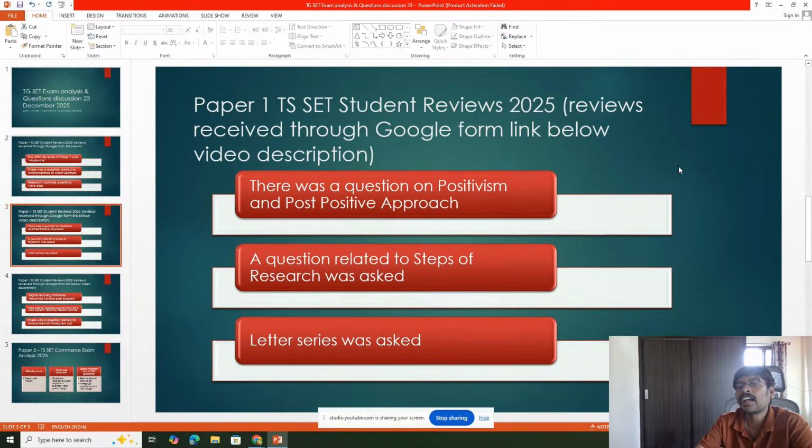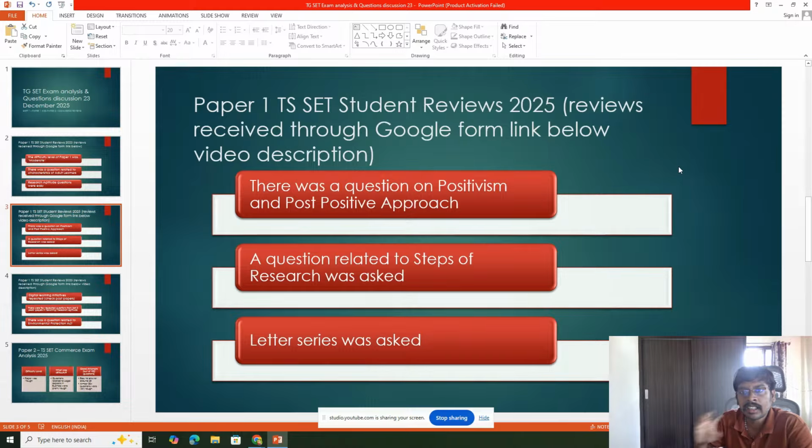There was a question related to positivism and post-positive approach. This is a common topic that appears every year in the TG SET exam. If you observe previous years' papers also, you will find at least one question on this concept, positivism and post-positive approach.